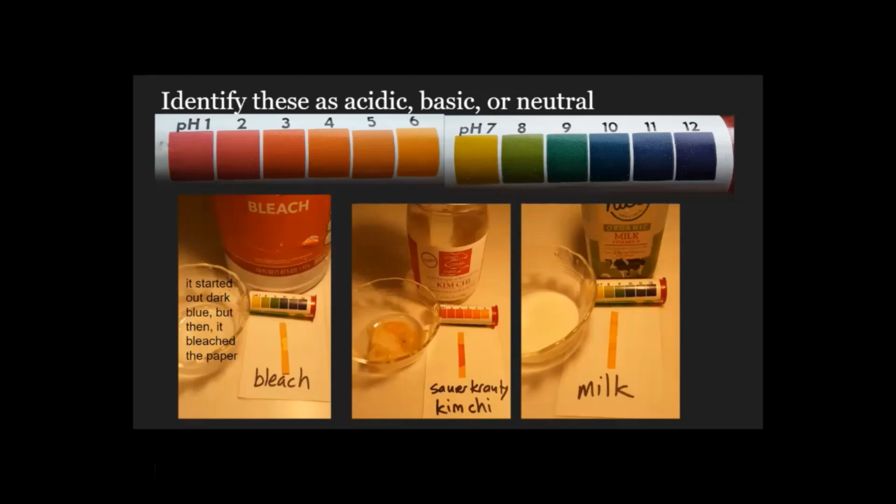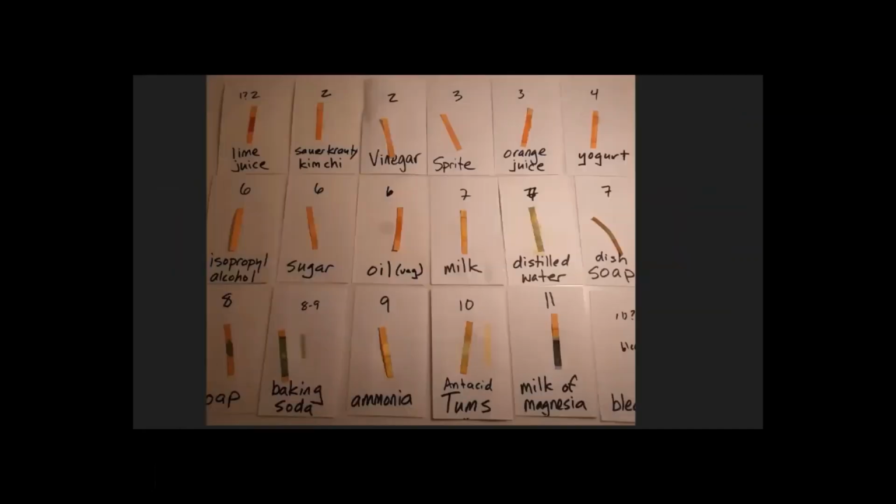Sauerkraut, kimchi is, ooh, nice bright orange, orangey pink, and that is because of all that vinegar that gets made in the sauerkraut or kimchi. Milk, pretty neutral, just right around yellow. And so here's all the stuff that I did, and I put in the numbers that, as far as I could read them, it was hard to tell, from estimating colors. But this is about where I put them by their colors.